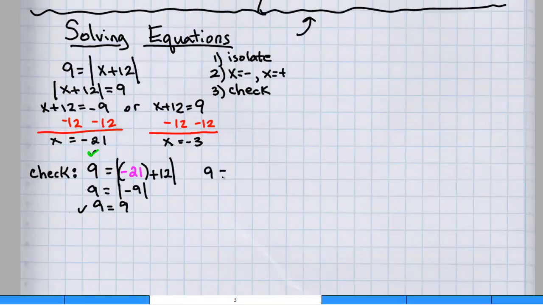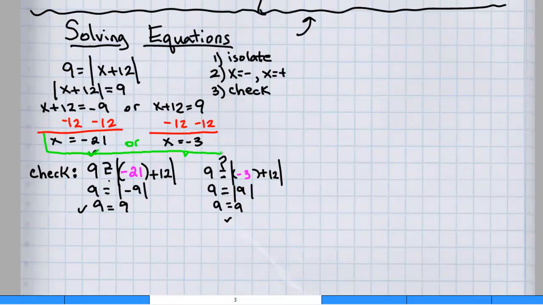9 is equal to the absolute value of negative 3 plus 12. Is 9 equal to the absolute value of 9? Well, 9 is equal to 9, so that checks. So the answer is x equals negative 21, or x equals negative 3.